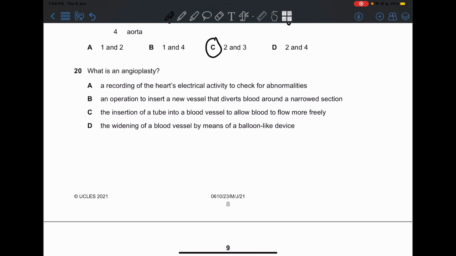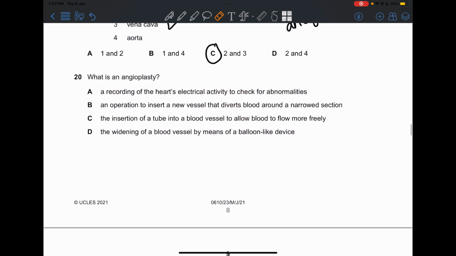20. What is an angioplasty? Now we know that angioplasty is actually the balloon-like structure that is inserted into the blood vessel to treat or cure the coronary heart disease. Now over here, D is going to be our answer because it said balloon-like device.